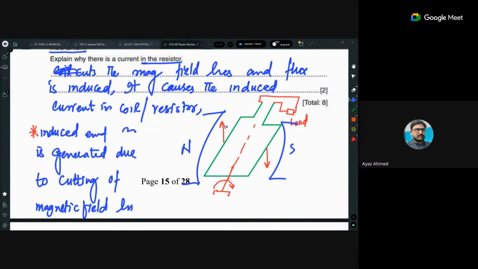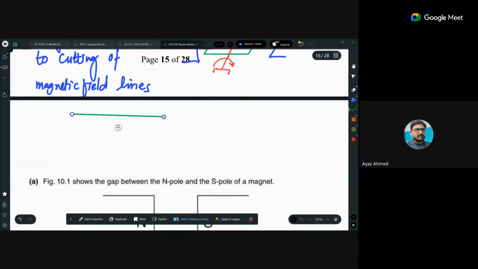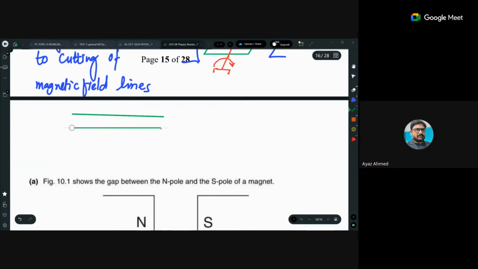And write simple words. Don't make it so complicated. Look, when the magnetic field lines are cut, for example, your magnetic field is from north to south. Magnetic field is from north to south. This is the magnetic field. These all are the magnetic field lines.